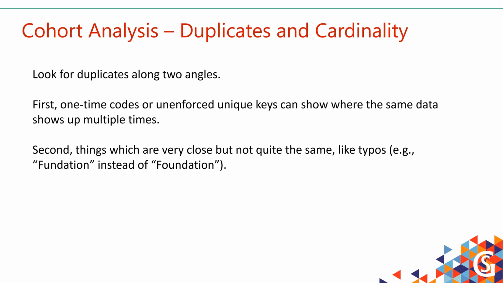I can look for cardinality, which is how many unique values do I have in a column. I can also look for duplicates. How often do I see the same values showing up? Or things that should be close to the same, but maybe there are misspellings or typos.